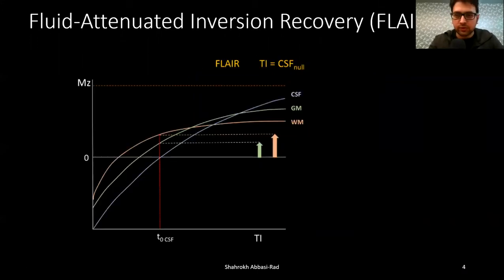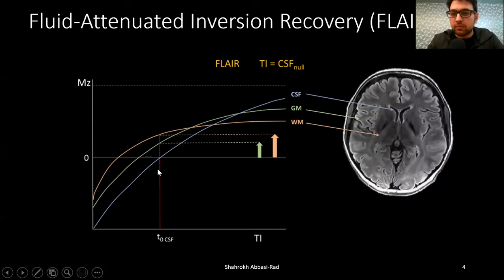In brain, we have three different tissues: white matter, gray matter, and CSF. And if we choose the inversion time of the FLAIR sequence at the null time of CSF, and we excite the spins here, we will end up with this image where we don't have any signal from CSF, but we have a good contrast between white matter and gray matter. So CSF suppression is a key feature of FLAIR.